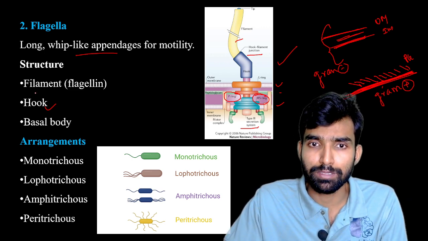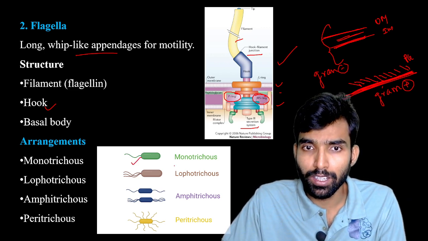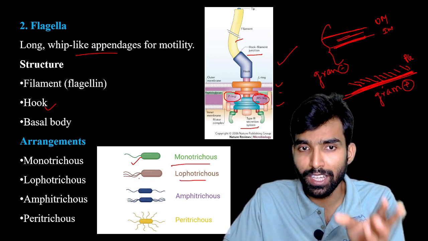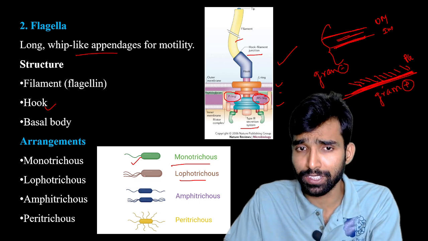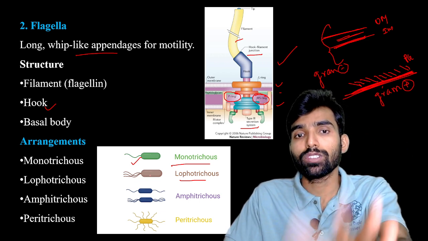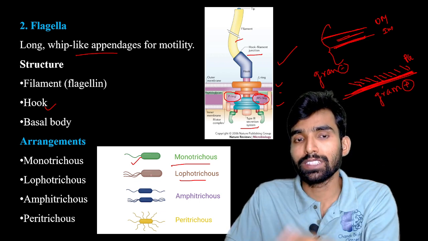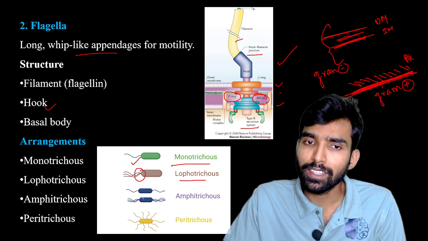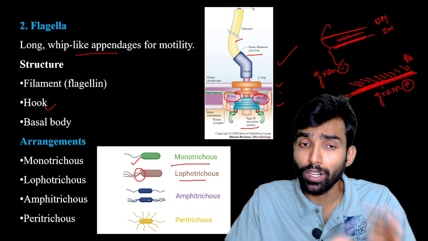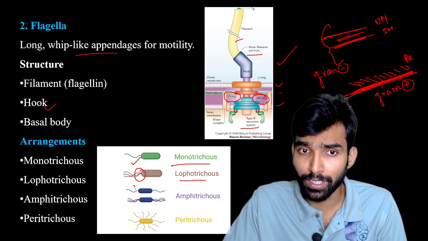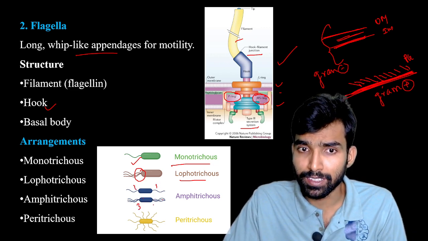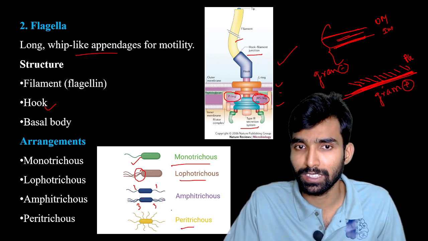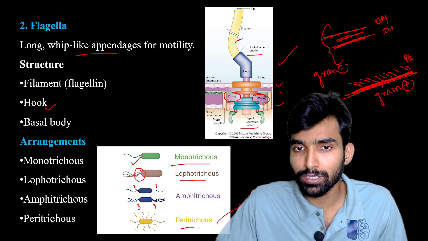First one is the monotrichous. Monotrichous means only one flagella at one end. Lophotrichous, that means tufted flagella at one end. That's very important in terms of exam. So lophotrichous means tufted flagella, let's say 5 flagella at a single end. Amphitrichous means it's at both ends, but only in the end portion. Let's say here 1, here 1, here 3, here 3. But peritrichous means across the surface. It has multiple flagella. So peritrichous means across the surface.